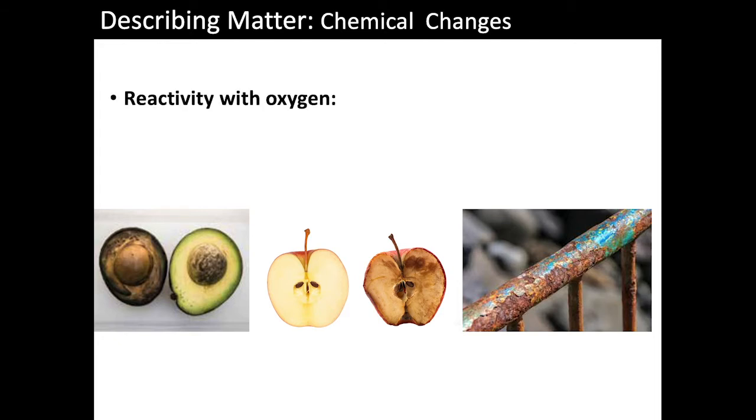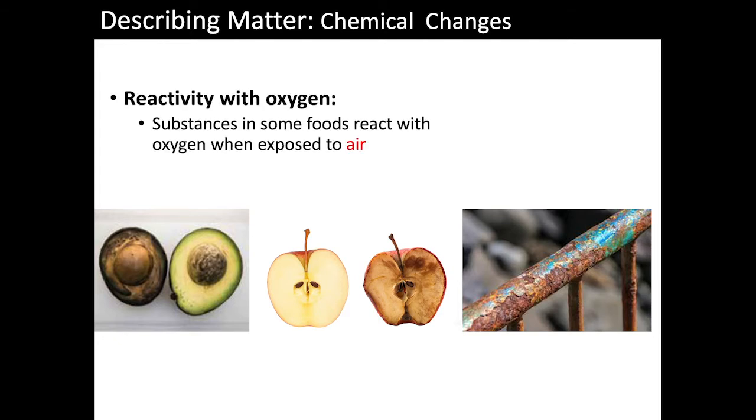Another type of chemical change is reactivity with oxygen. You have probably seen this in your own house. Substances and some foods react with oxygen when they're exposed to air. Something like an avocado, if you leave half of it out uncovered, is going to start to brown. That's a chemical reaction happening there. An apple browning is another example, just in case you're not a big avocado eater. Again, we talked about rust. Rust is occurring because of oxidation.